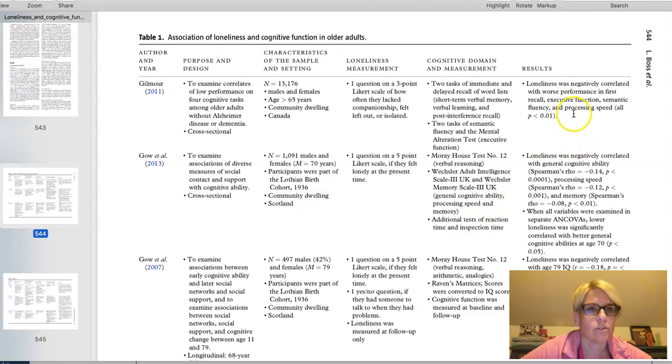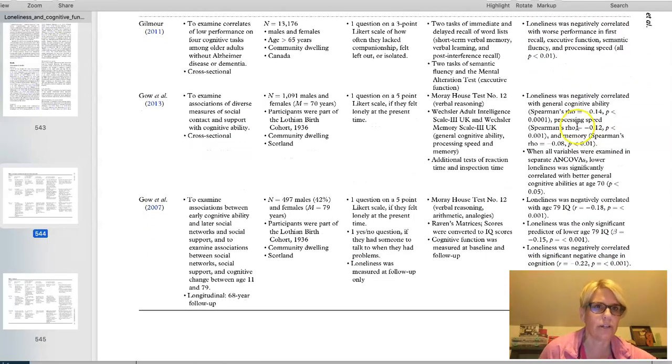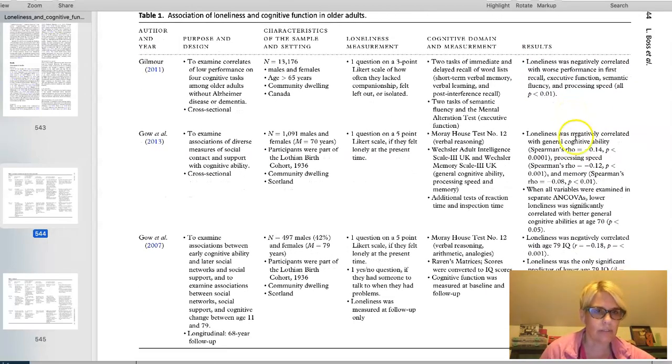So then here are the results. It's very simple. Loneliness was negatively correlated with worse performance in first recall, executive function, semantic fluency, and processing speed. All P were less than 0.01. So that summarizes everything. For someone reading this, that might be all they need to know: was it correlated significantly or not, and how? Make sure that if it is significant, you include your statistics over here. If it's not significant, you don't need to.